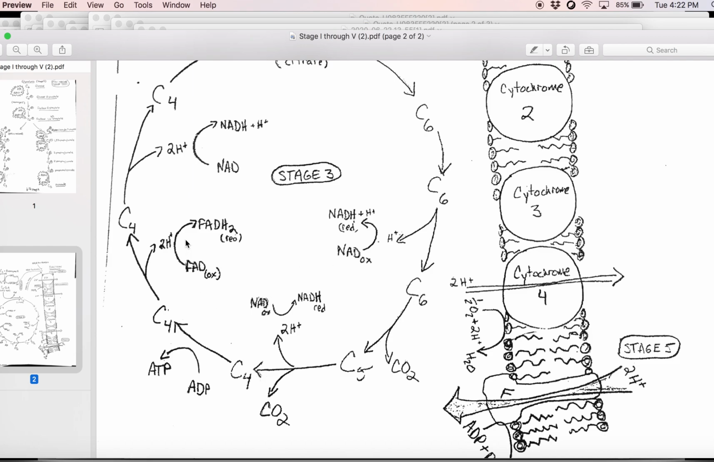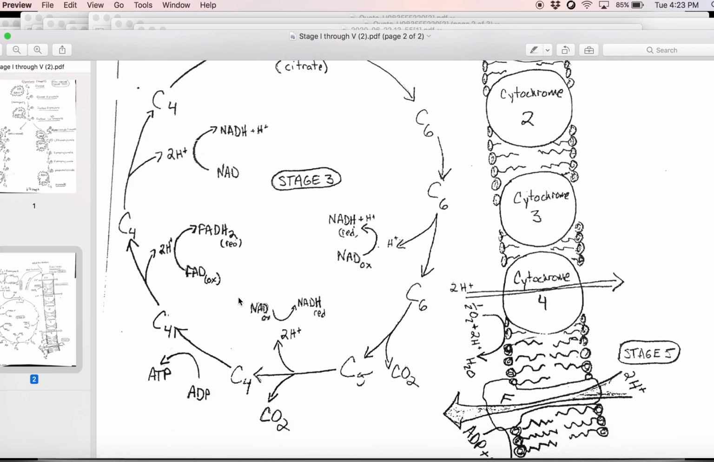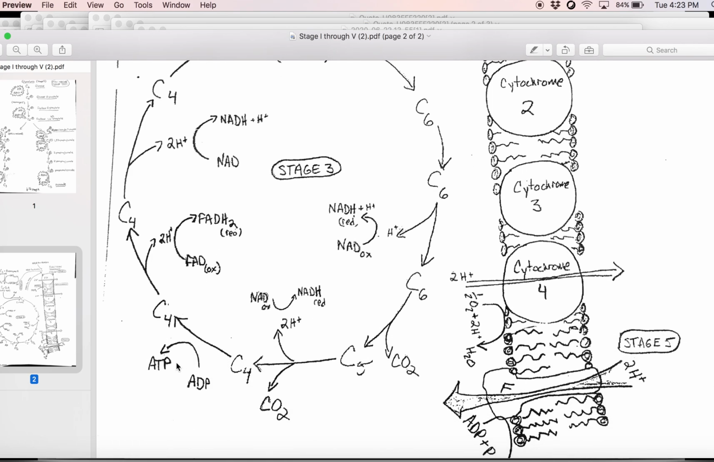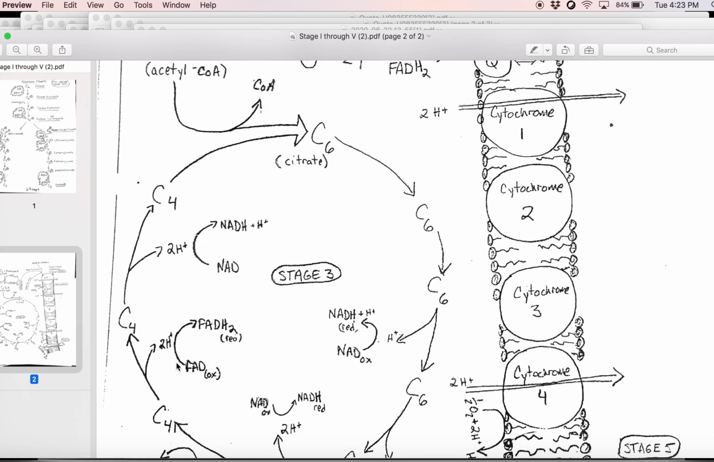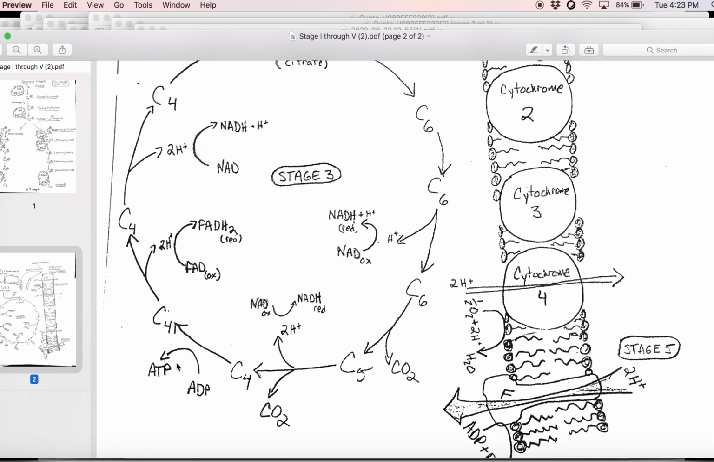At the end of this cycle, that 4 carbon molecule is added to another 2 carbon molecule. You go around stage 3 2 times per glucose. So per glucose, stage 3 gets you 6 NADHs, 2 FADH2s, 2 ATPs or 2 GTPs. Most of what you get out of stage 3 is those highly reduced electron carriers. Not a whole lot of ATP yet. In fact, we haven't made a whole lot of ATP at all.